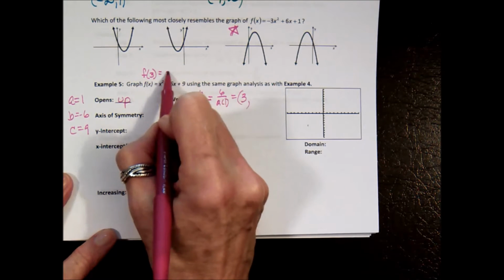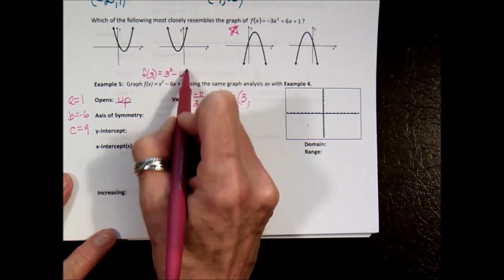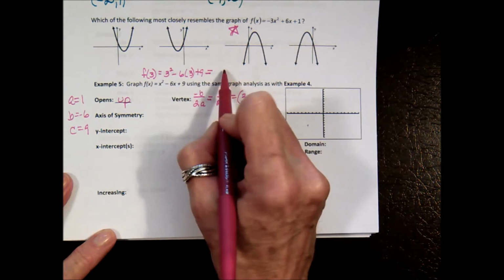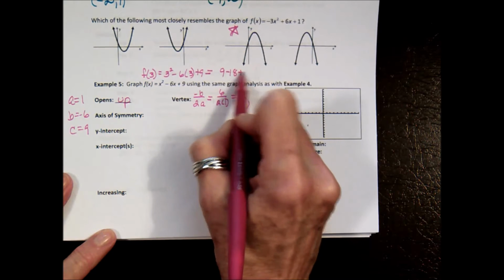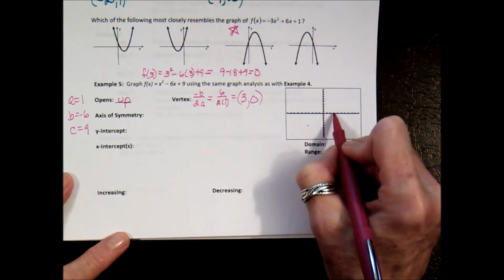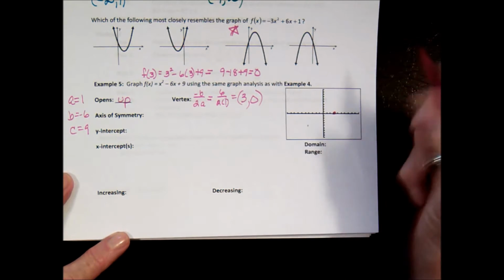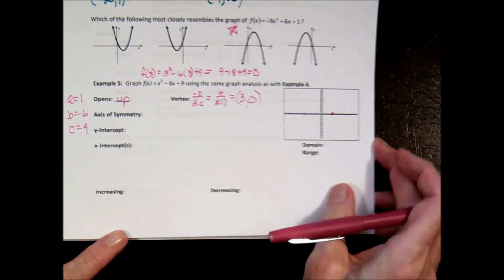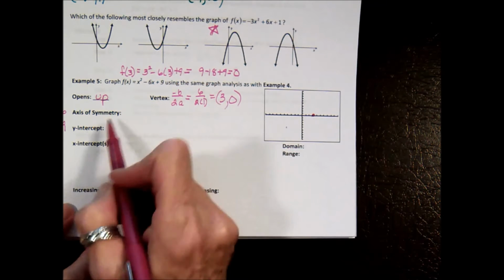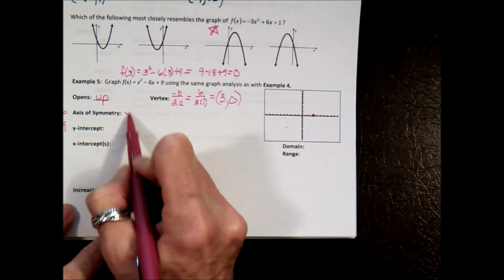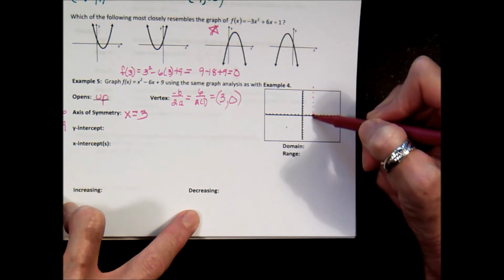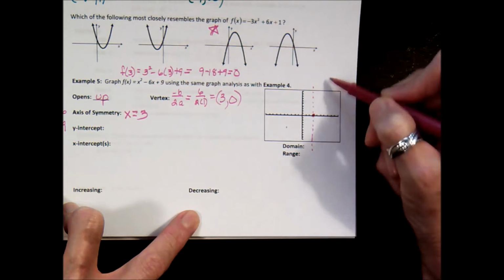3 squared minus 6 times 3 plus 9 is 9 minus 18 plus 9, which is 0. So my vertex is at the point (3, 0), and it's going to be opening up. Now I can't draw it yet because I don't know about the intercepts. Axis of symmetry right there, but you write it as a line, x equals 3. So it goes like that, around there, symmetric to that line.